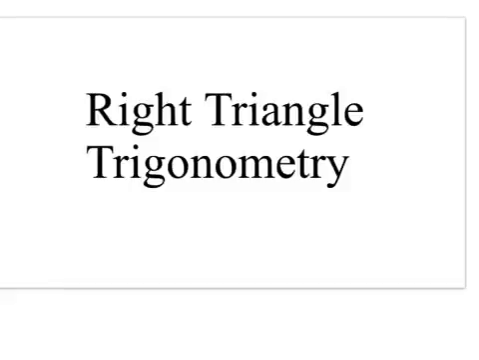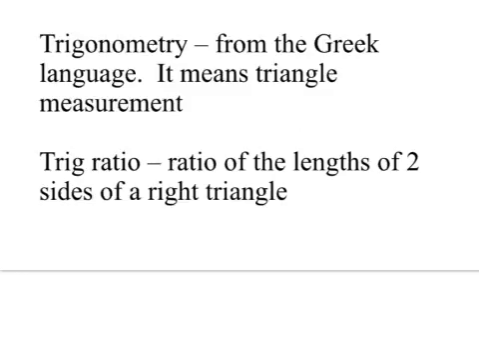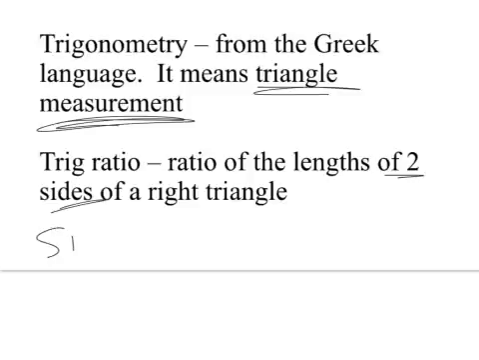So today we're going to look at some right triangle trigonometry. We're going to take the labeling triangles that we just looked at and apply that to the sine, cosine, and tangent functions. Trigonometry is a Greek word that means triangle measurement. And the trig ratios are the ratios of the lengths of two sides of a right triangle. So these are our sine, our cosine, and our tangent.